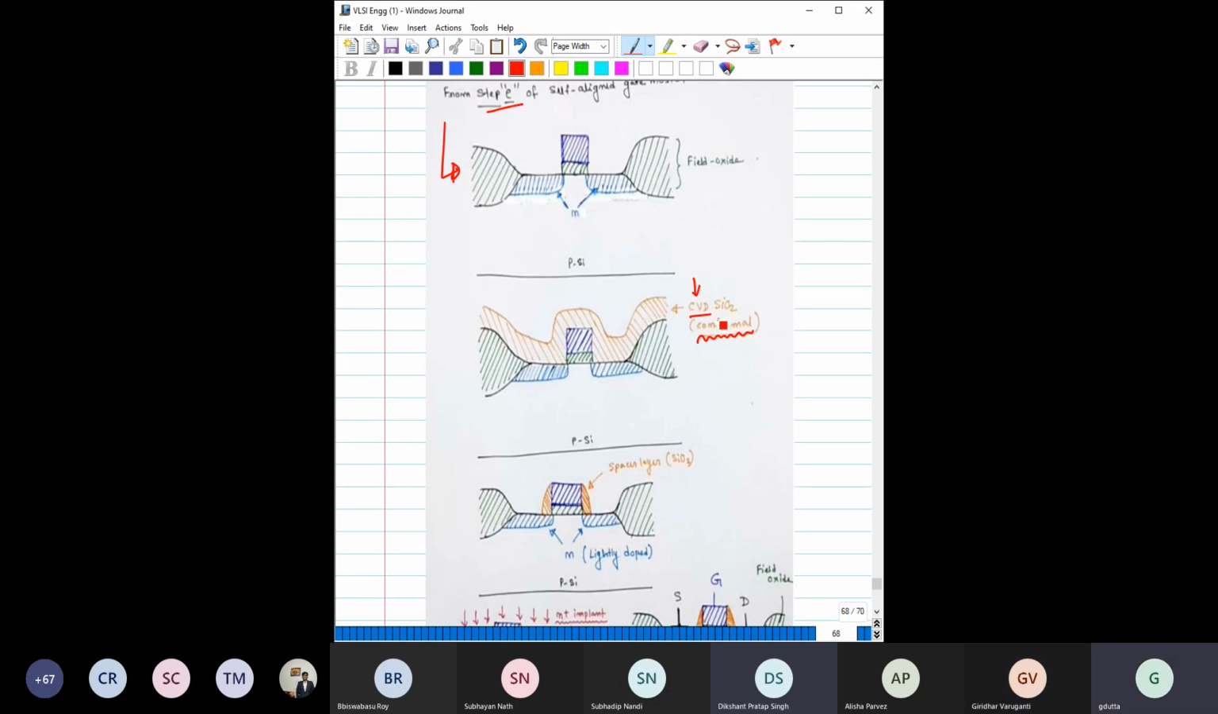True, but what thickness at around these edges? So the thickness would be almost 2 times of this deposited oxide, right?